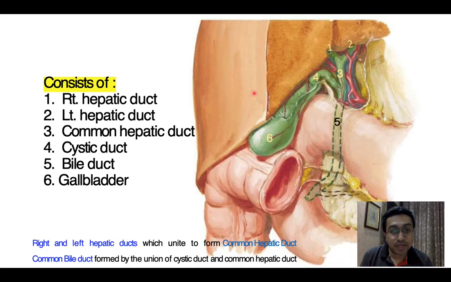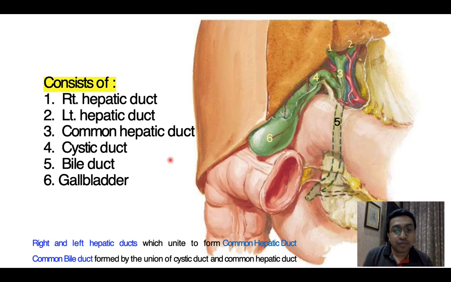Similar diagram, much enlarged view. 1 and 2 represent the right and the left hepatic ducts. The third represents the common hepatic duct. The fourth represents the cystic duct. The fifth represents the bile duct. The sixth represents the gallbladder. As I have already spoken, the same points are also mentioned on the slides. Certain points are important for this topic, so I have highlighted them with yellow markers and different colors so that emphasis can be put upon those important points.